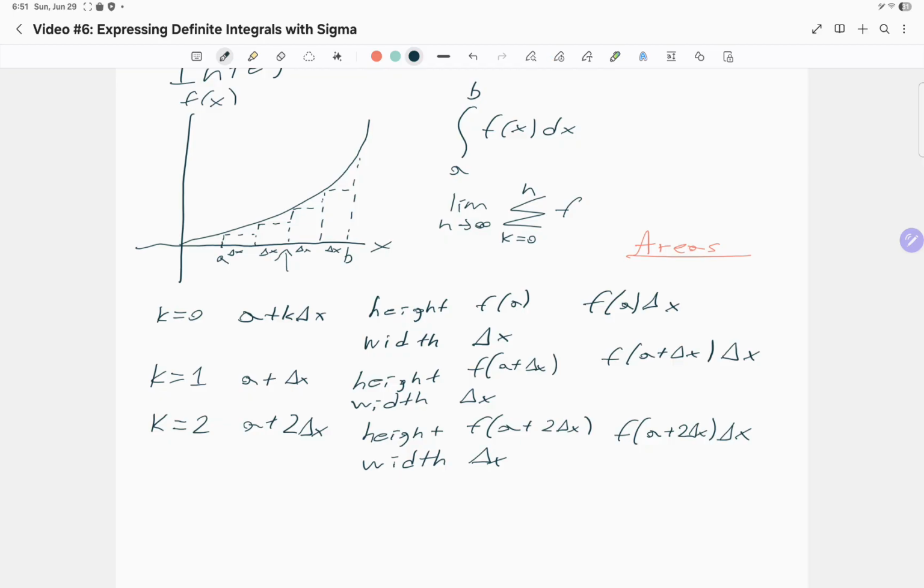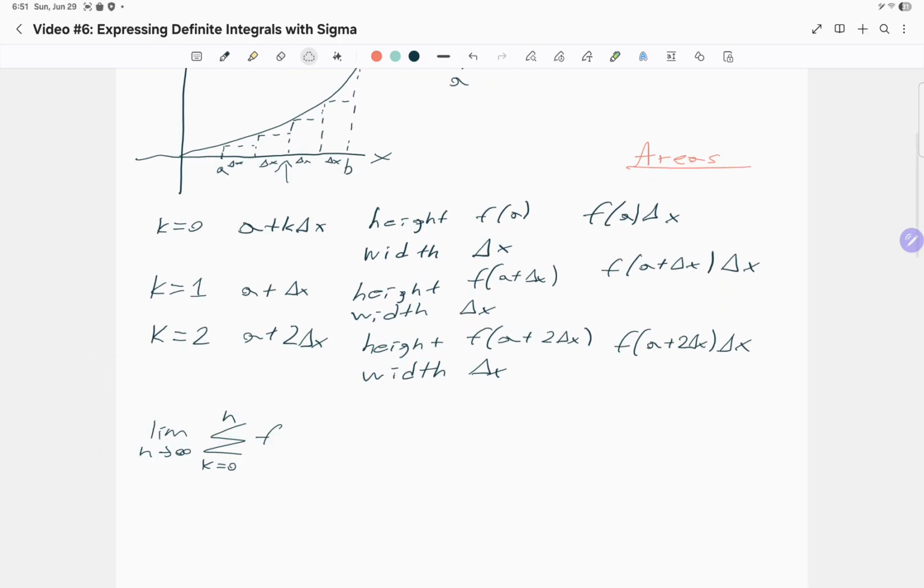Let me see if I can drag and drop. Can I do that? Nice. Look at that. Look at how cool I am.